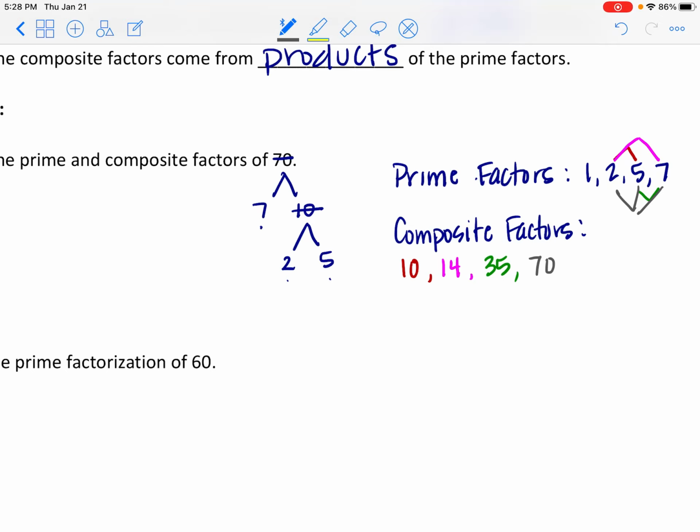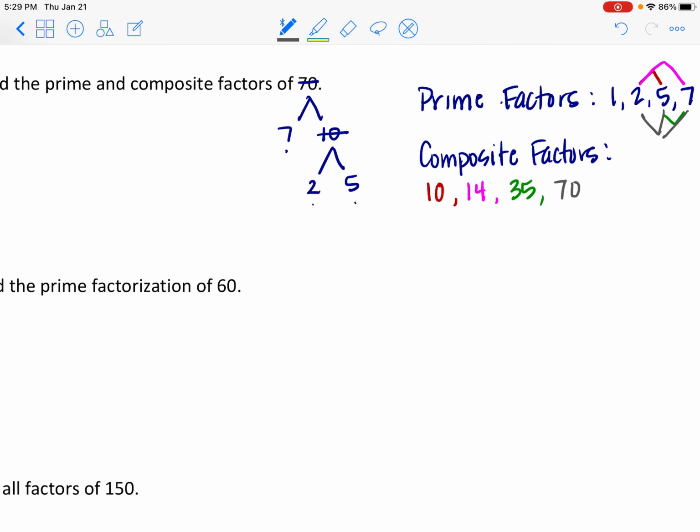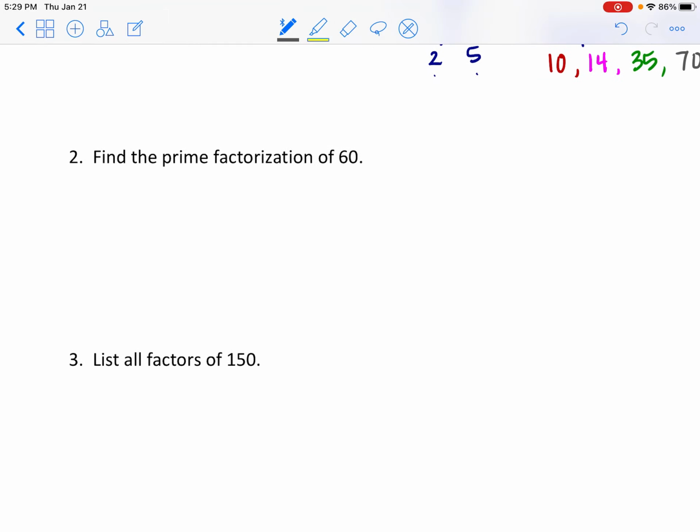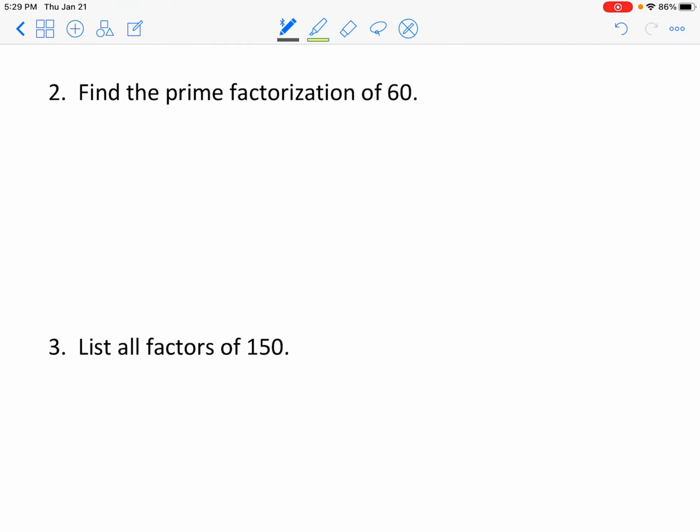So we can get our prime factors from our factor tree, and if we take products of combinations of those prime factors, we will also arrive at our composite factors. Okay? So there they are. Now, what if I asked you a question like this one? It says to find the prime factorization of 60. This is basically going to involve the factor tree again. So the prime factorization, that is another way to say list out the prime factors. Okay, so you can kind of see the prime factor in the prime factorization there. So let's use a factor tree.